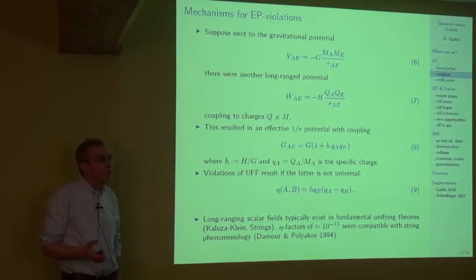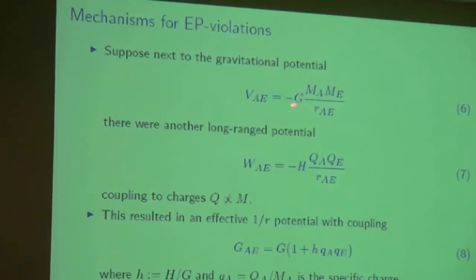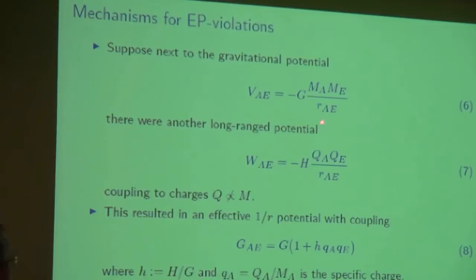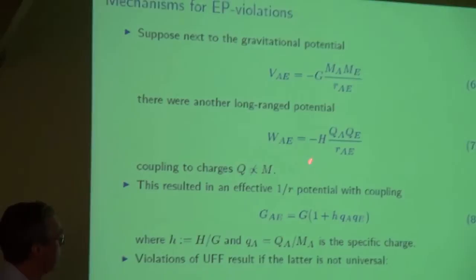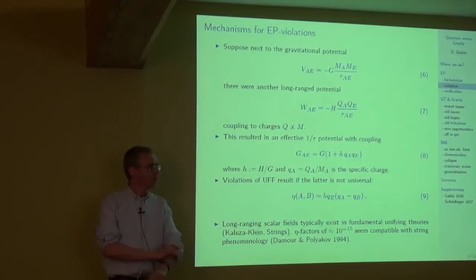Why could it be violated? What would violate such an equivalence principle? Well, suppose, for example, that next to the gravitational interaction of, say, the Earth and the body A, they interact gravitationally by this gravitational potential, proportional to the product of the masses, inverse proportional to the distance, there were just another scalar force that has a very similar structure, coupling constant now called H, which couples to some kind of charges these bodies carry. They are called Q rather than M. But it's also inverse proportional to the distance, which means that the exchange particle is a massless scalar different from the gravitational fields.